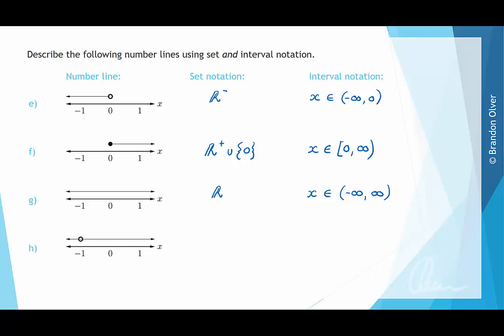The last example is all real numbers, but we're excluding negative 1 because we've got this open dot here. To do that, using set notation, we can say it's all real numbers, and then we can exclude the set of negative 1. And for our interval notation, this is one of the cases where it may be a little bit more tedious to do this, but we can say x is an element of negative infinity all the way up to negative 1, not included, union with negative 1 to infinity. So that's the equivalent interval notation for our number line for part H.